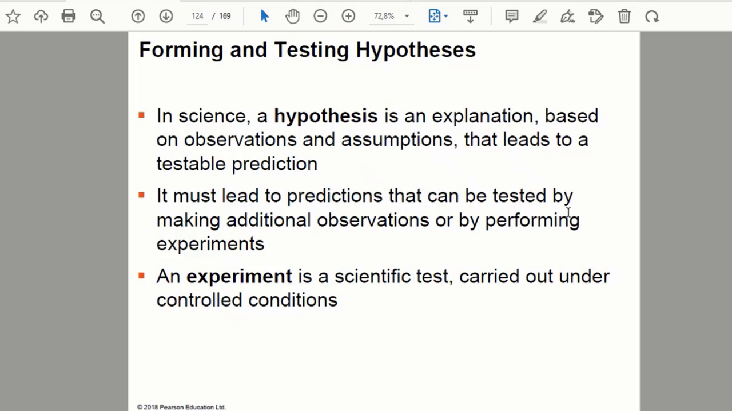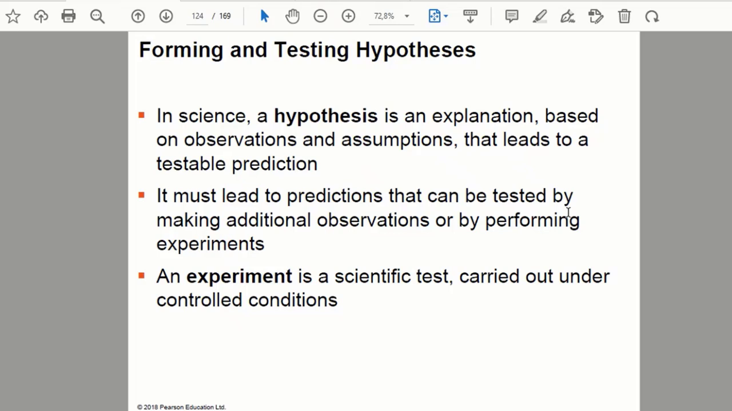Somebody else has to come and do the very same thing that you have done. If you conduct an experiment, somebody else should be able to come and make a similar experiment and come up with different or similar output to what you have found. And also it must lead to a prediction that can be tested by making additional observations or by performing experiments.